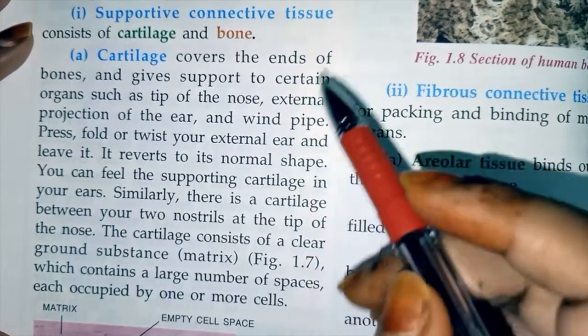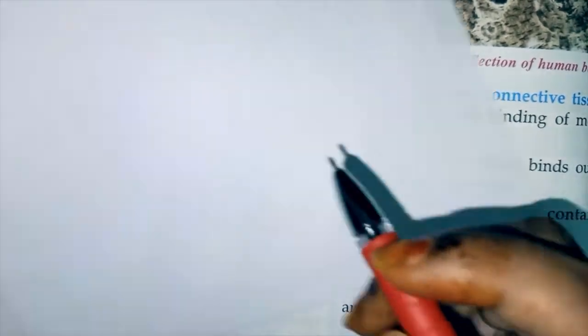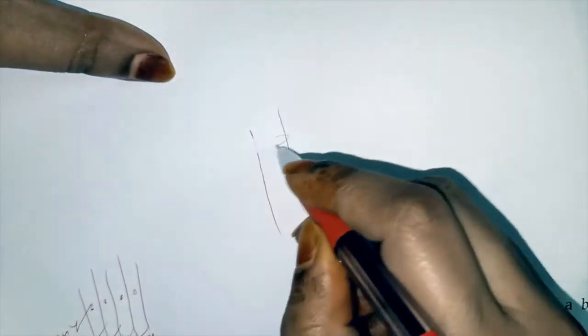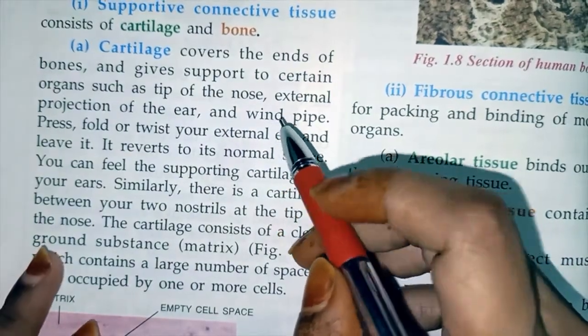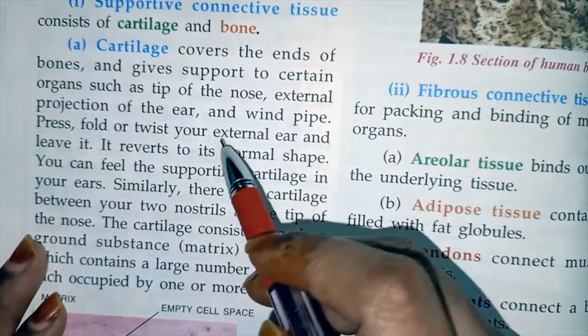The windpipe also has it. It is an elongated structure like this. The windpipe is like this. So which tissue is present there? Cartilage. Projection of the ear and windpipe.